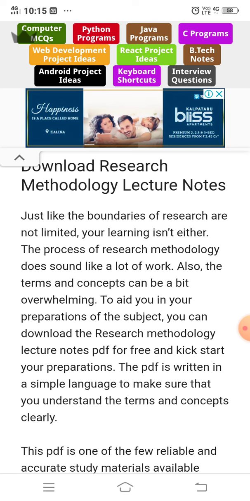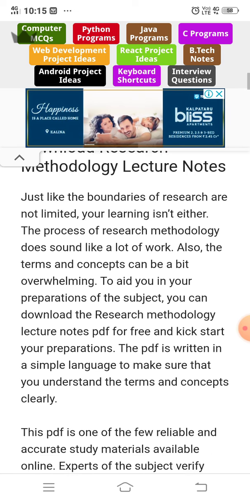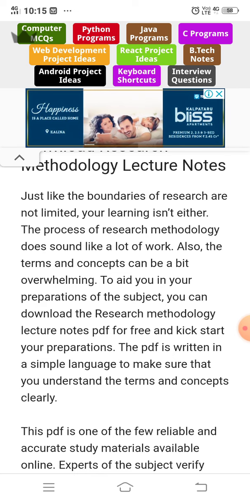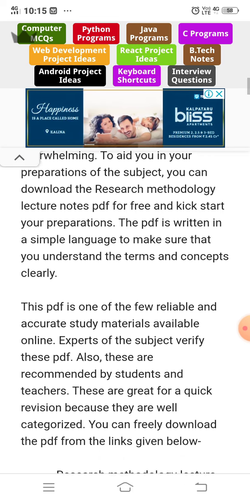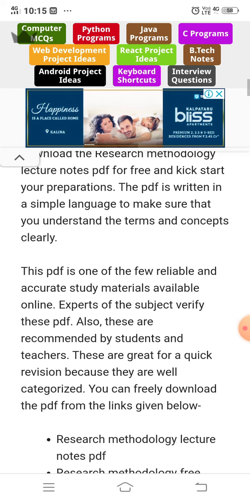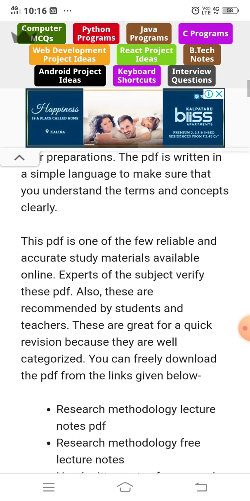Just like the boundaries of research are not limited, your learning isn't either. The process of research methodology does sound like a lot of work. Also, the terms and concepts can be a bit overwhelming. To aid you in your preparation of the subject, you can download the research methodology lecture notes for free and start your preparation. The PDF is written in simple language to make sure that you understand the terms and concepts clearly.